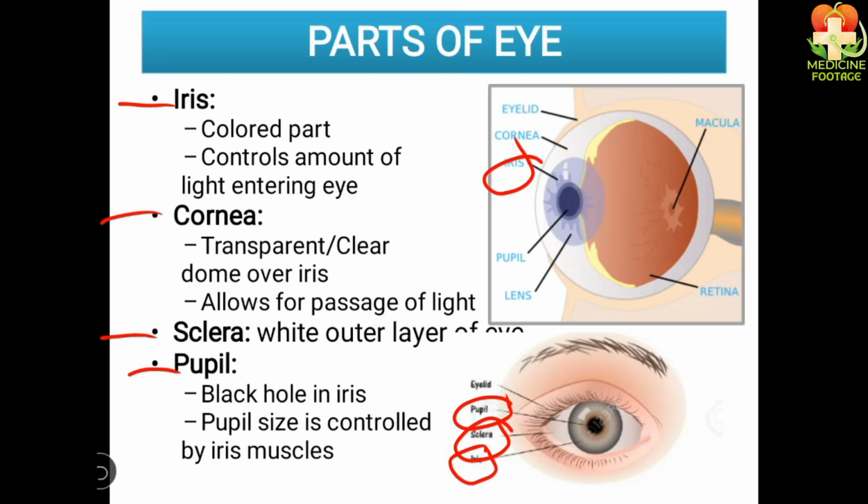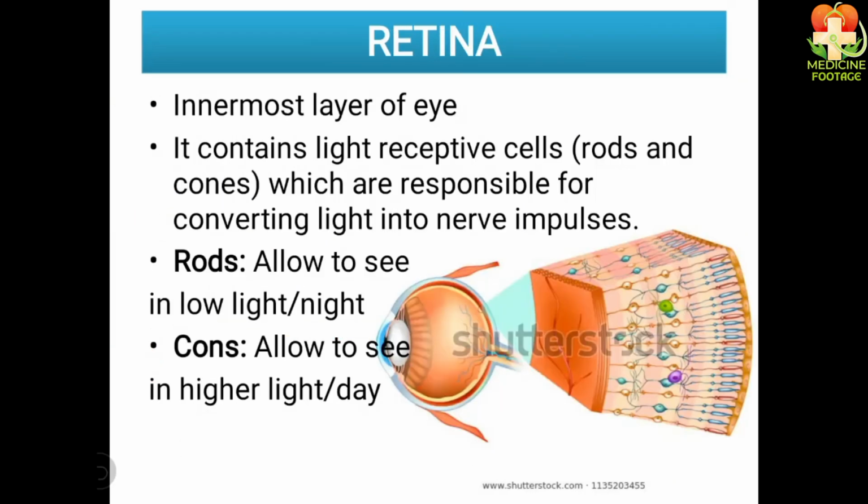If we talk about the sclera, I just told you it is the outer white part of the eye. If we talk about the cornea, it is the transparent and clear part, dome-shaped, through which we can see, through which light passes. Now, let's come to the retina. The retina is the innermost layer of the eye. You can see this layer at the back of the eye. We call this the retina.